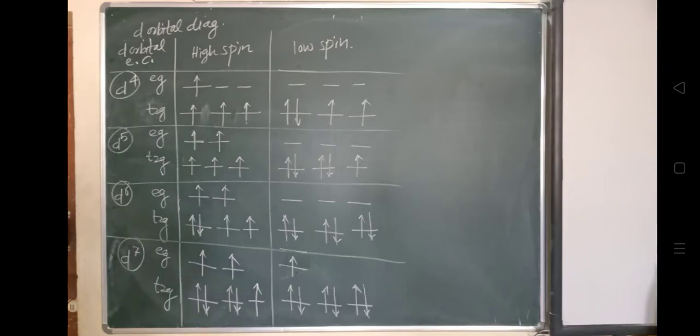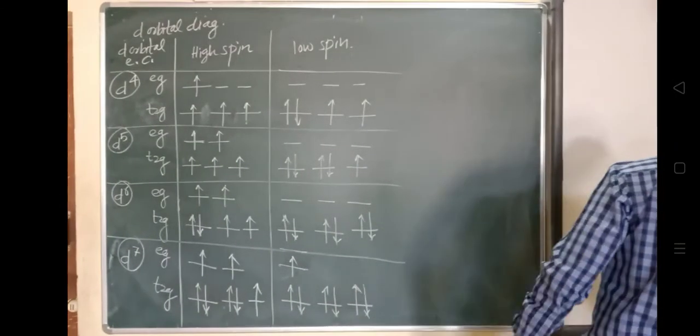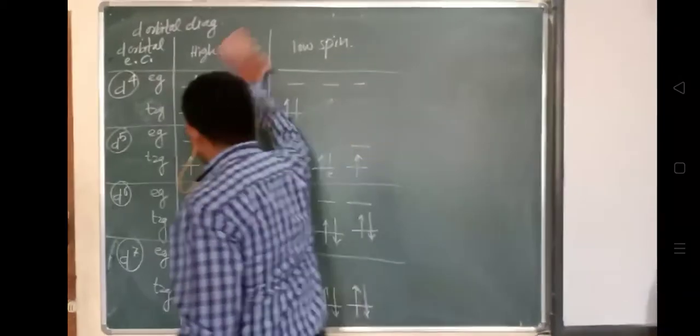So now we'll see what the factors are that affect the crystal field splitting parameters, and the color of the octahedral complex, because right now we are studying the octahedral complex. So we'll discuss the octahedral complex.